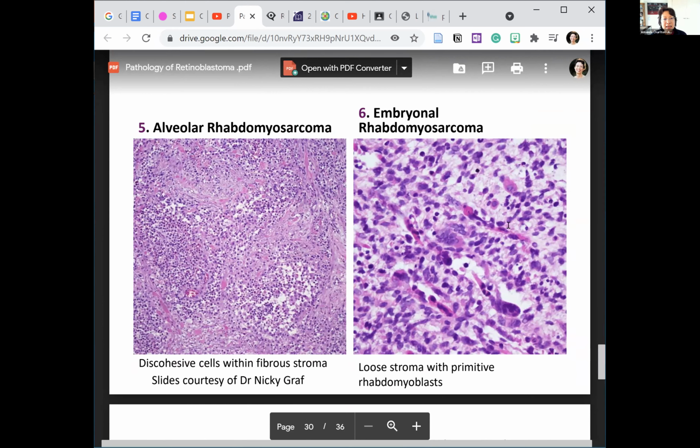It's trying to make sarcomeres, whereas this alveolar rhabdomyosarcoma is undifferentiated mesenchymal cells, and we call these small round blue cell tumors. This is when we need to use special stains to determine the line of differentiation.